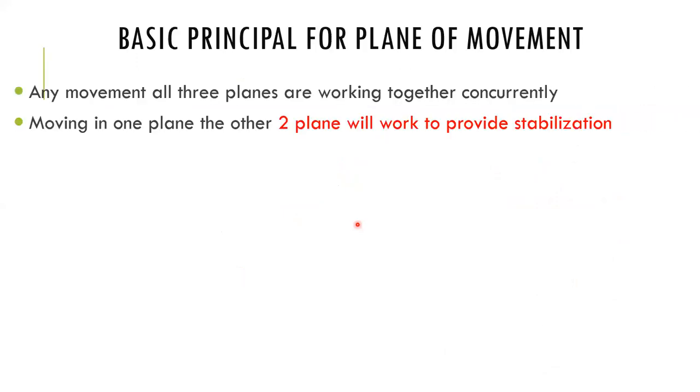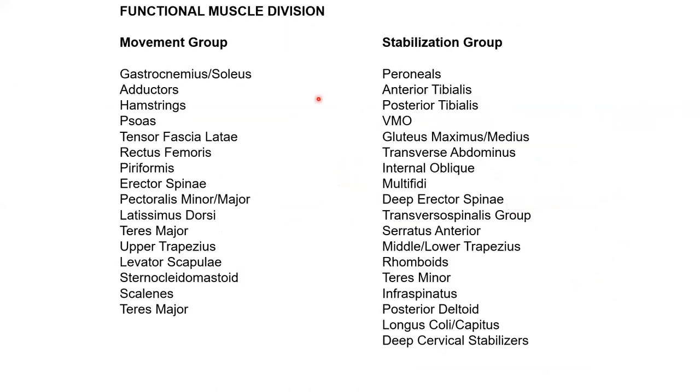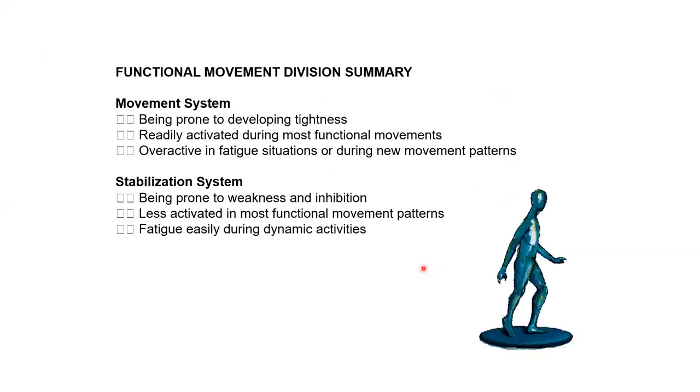So the basic principle of movement is that if one plane is moving, the other two planes are providing stability during the dynamic action. And this is how Janda proposes the muscle group division into movement group and stabilization group. You can see that the stabilization group commonly has the middle and lower trapezius, serratus, rhomboids. The stabilization group is always prone to weakness and inhibition, tends to get less activated in the functional movement pattern, and fatigues easily. Whereas the movement group becomes more tight, so that's your upper trapezius and levator scapulae.